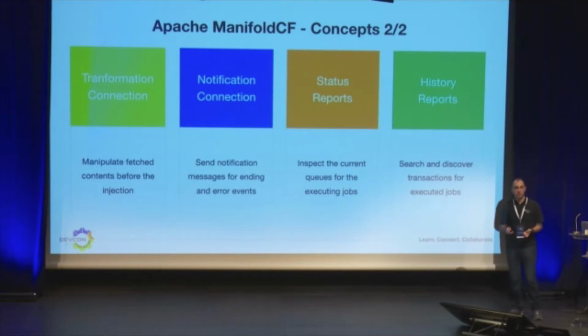We have the transformation connection, so you can build your own pipeline on Manifold during the crawling process. You can create your pipeline with different transformation connectors that allow you to do something similar to an ETL process on content repositories. So it is very important.